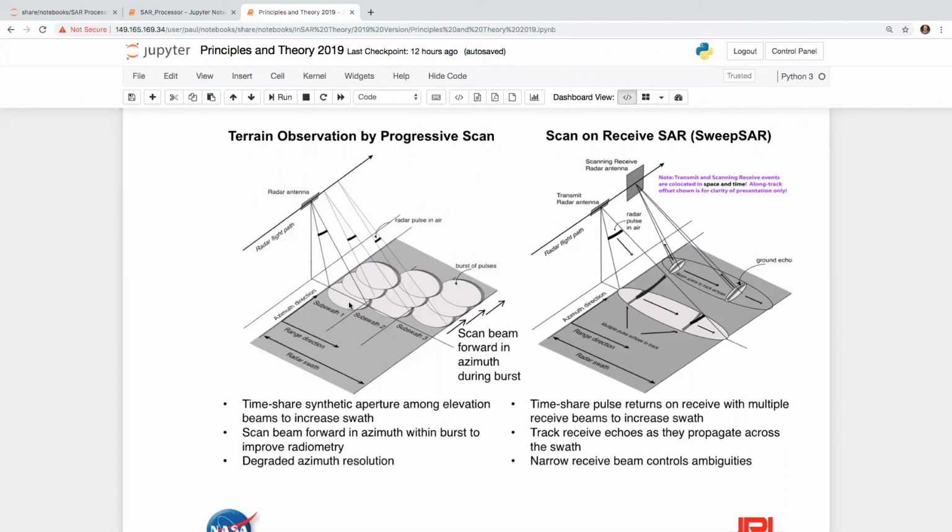It adds a lot of complications to processing for interferometry, and whoever is talking about TOPS mode, probably Piyush, will talk a lot about this later. But it is the workhorse for Sentinel now, so you need to be familiar with its characteristics. You still have lower resolution in azimuth because you have a limited synthetic aperture, but you have the wider swath.